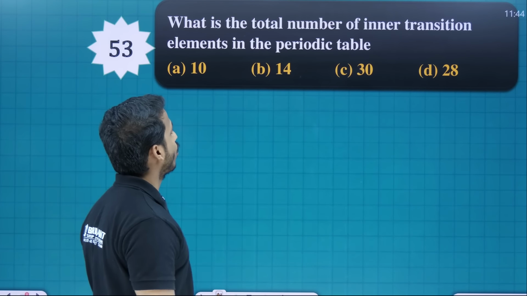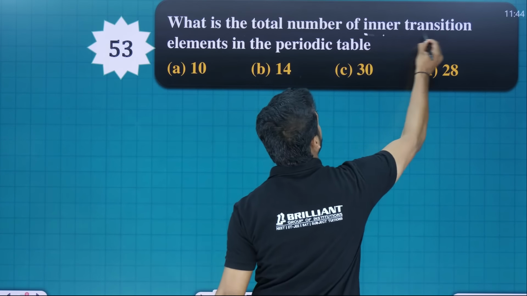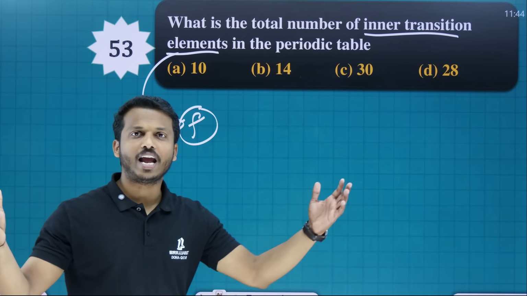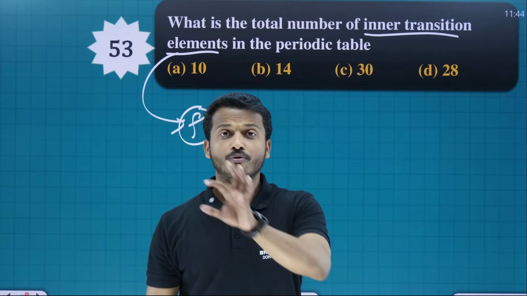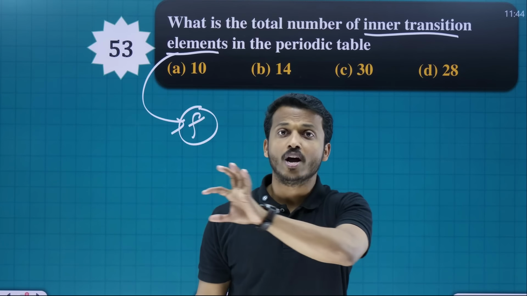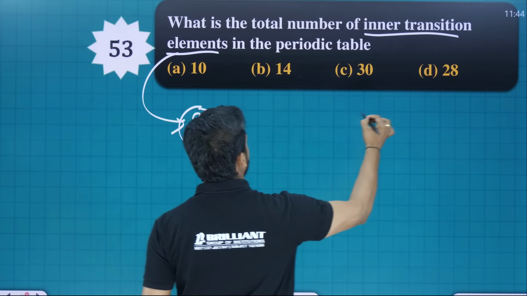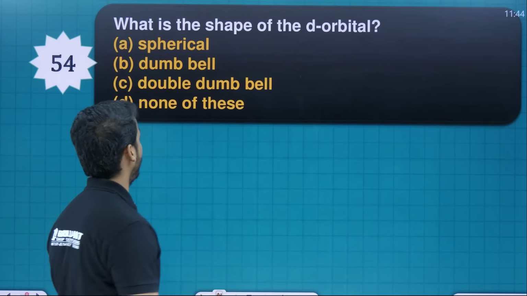What is the total number of inner transition elements? What do you mean by inner transition element? Nothing but F block elements. How many F block elements do you have? 14 elements are in lanthanoid, 14 elements are in actinoid, 14 plus 14, 28 elements are there in F block.